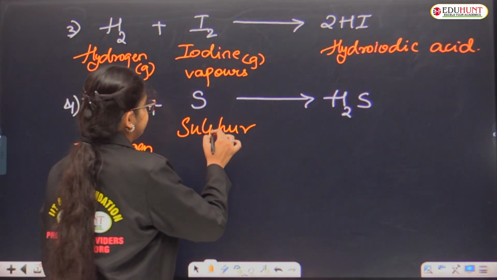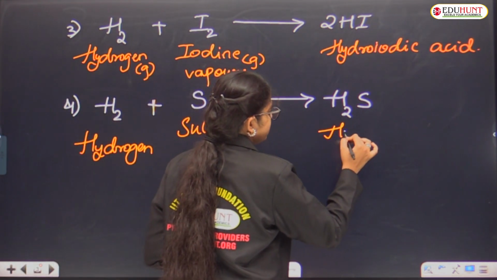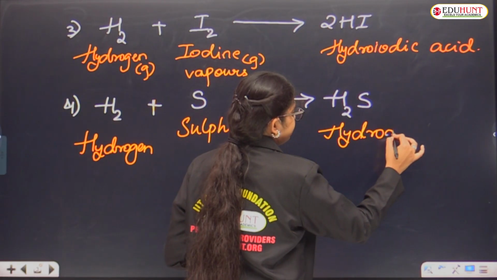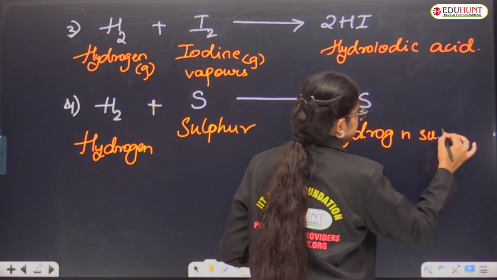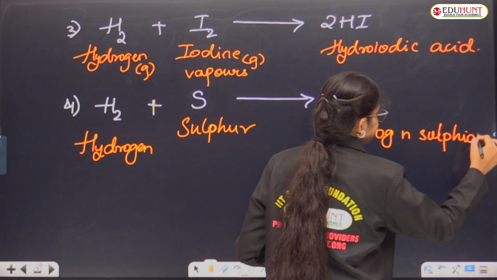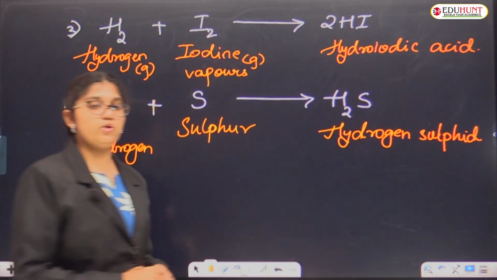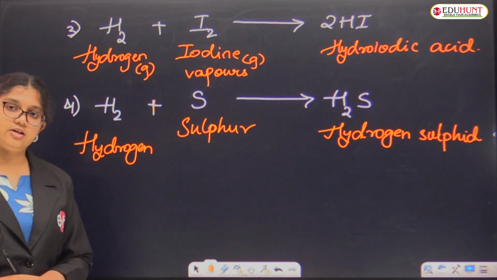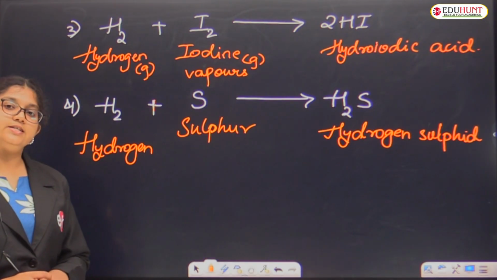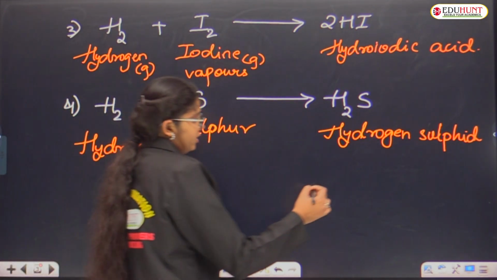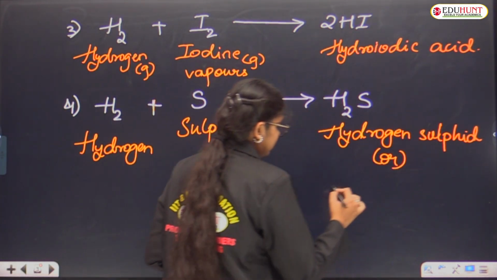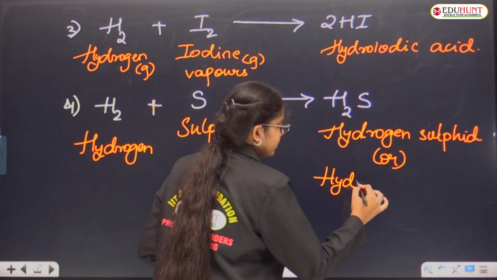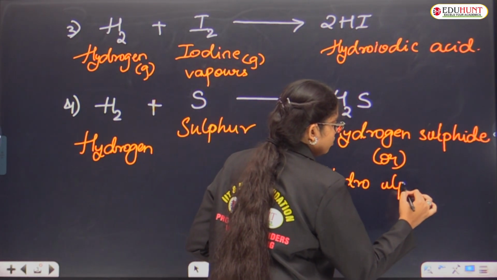Okay. Now, it is hydrogen sulfide. H2S means what, children? Hydrogen sulfide. Come on, do it. Hydrogen sulfide. Or else, not only one, it has another name also. It is having the name hydrosulfuric acid.